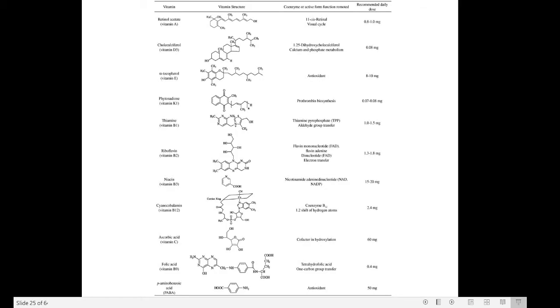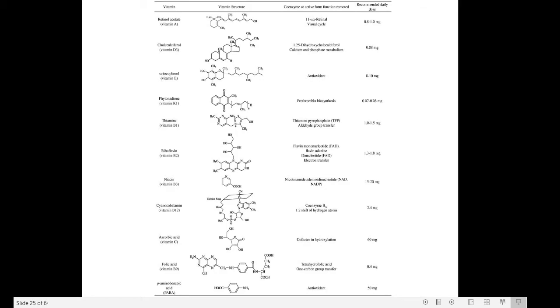Please refer to this table. They ask questions based on it. Here I am just going to read out, because this is all about vitamins. Vitamins are small molecules. Previously we discussed DNA, protein, RNA, carbohydrates, and lipids. Now we are going to enter into the topic of vitamins.